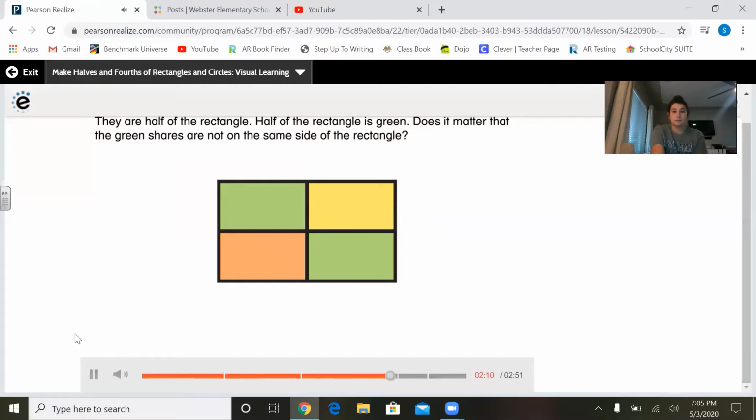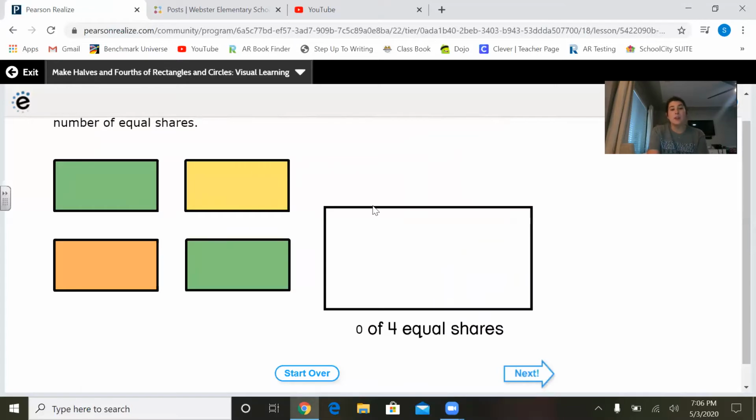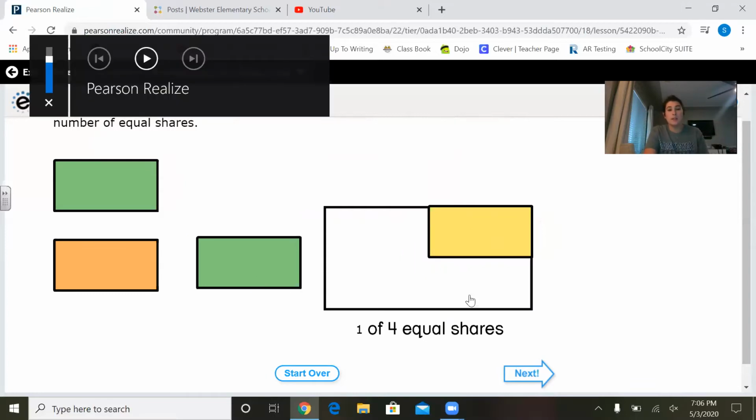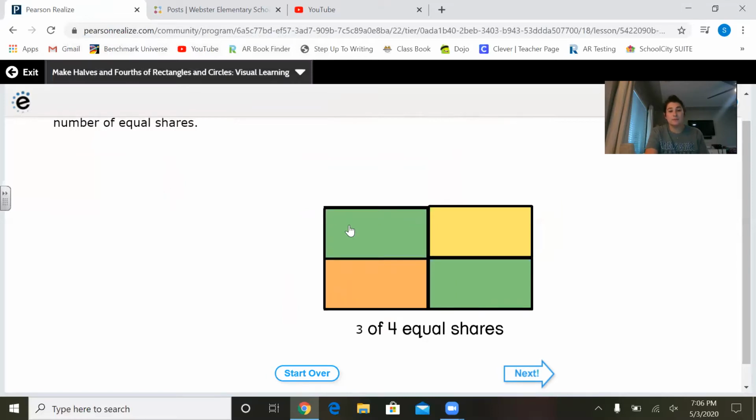Does it matter that the green shares are not on the same side of the rectangle? Let's see, do we think it matters that these two aren't next to each other? Can it still be half of the shape? Well, let's try it. This was our shape on the previous screen. It said 2 quarters were green, but they're not next to each other. Does that mean that the green doesn't make up half?